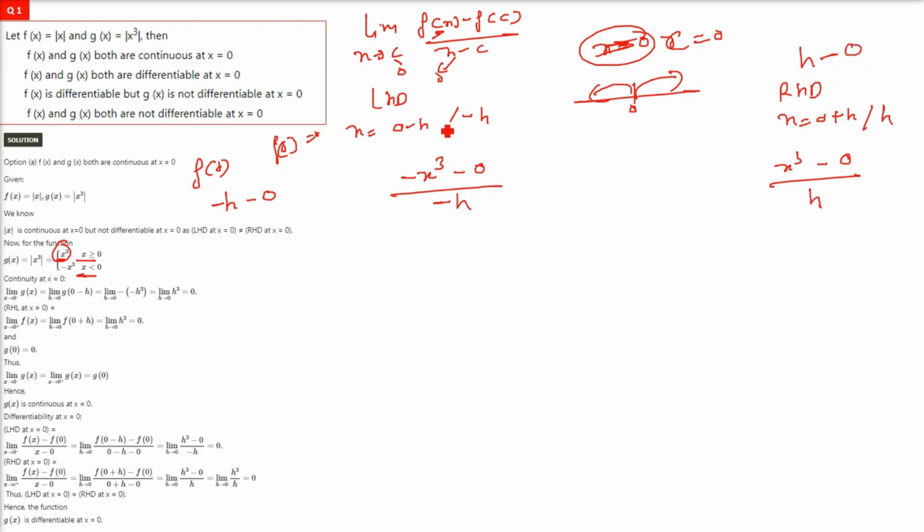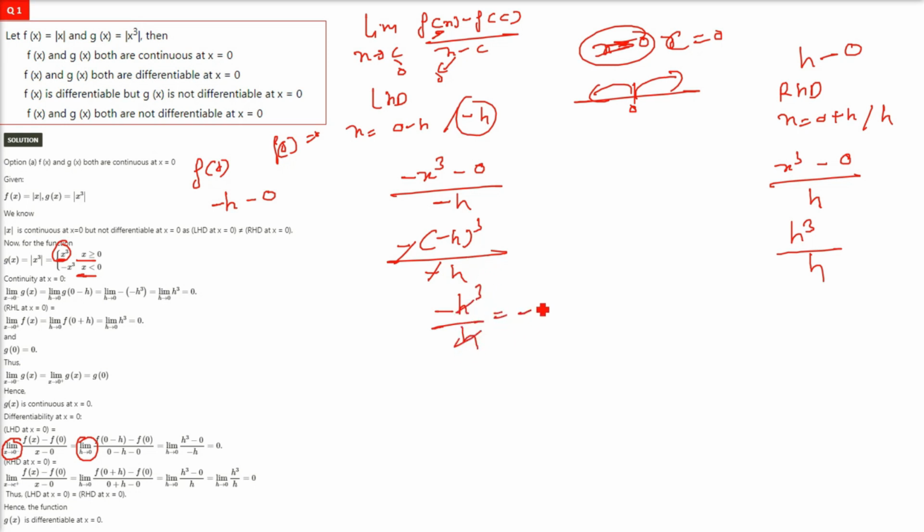So this is limit x tends to 0 minus, and the right one is limit x tends to 0 plus. But now we'll change the limit to h tends to 0: we'll replace x by minus h on the left and by h on the right. This is what you have to write everywhere. There is a point where the limit will change also. Now this is h cube by h, and this gets cancelled. You have minus h cube, that is going to be minus h cube only, because it is an odd power, and in the denominator you have h. So this gets cancelled. It will be minus h square. Here also it will be h square.